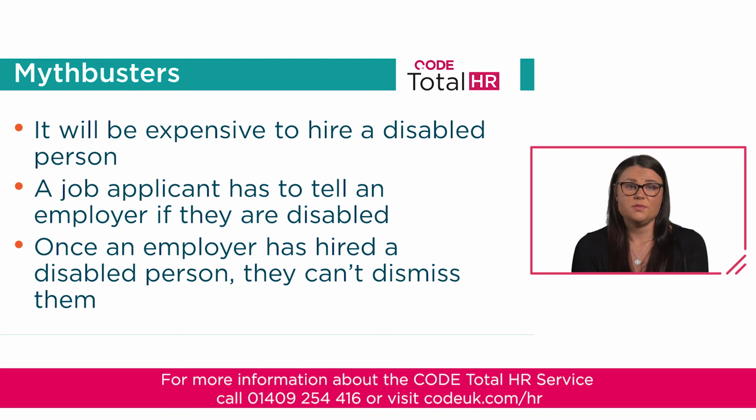So as I mentioned towards the beginning of the session today, we're going to have a look at some Mythbusters. And again, these have been put together by the HR team on the most common themes we get on the helpline. The first one I've got for you is: it will be expensive to hire a disabled person. That is in fact incorrect. A lot of reasonable adjustments don't cost anything at all, and I think the average is about £200 per disabled person to make that adjustment. So it's not always going to be expensive.